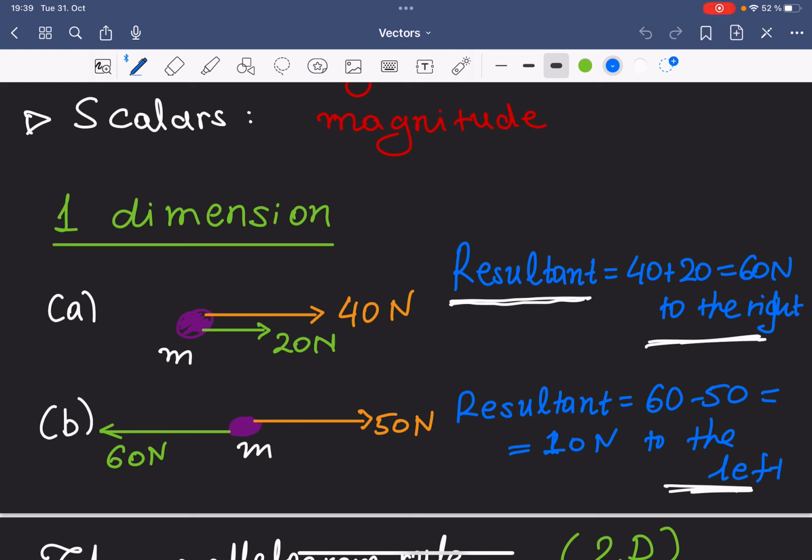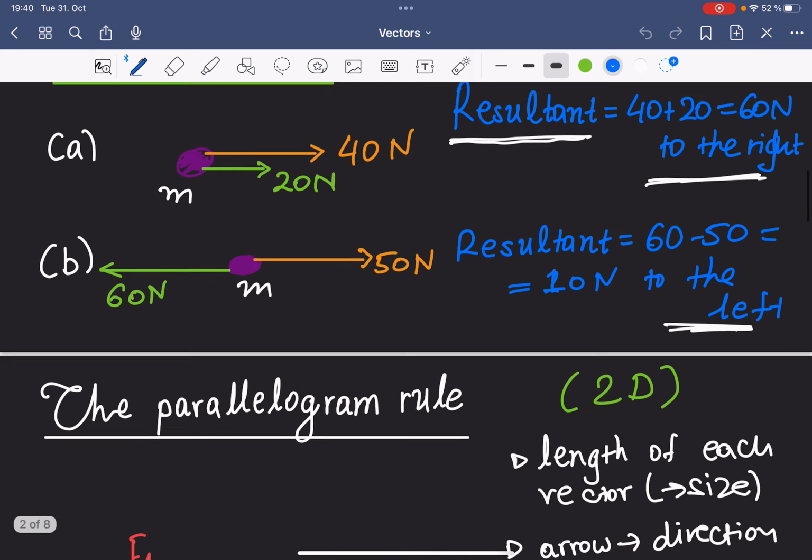So in this case, we want to calculate the resultant of two forces in scenario A, and because both forces are pointing in the same direction, we just need to add them together. So it's 40 plus 20, that's 60 newtons to the right. It always comes with direction as well. In the second scenario, B, where we have one force pointing to the left and one to the right, we need to subtract them, and then the resultant force will be 10 newtons to the left. That's an easy scenario because all forces are in one dimension.